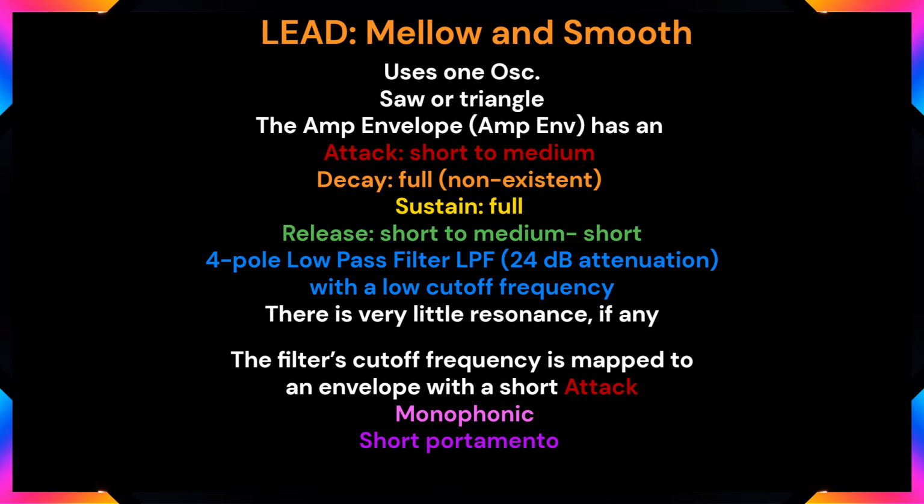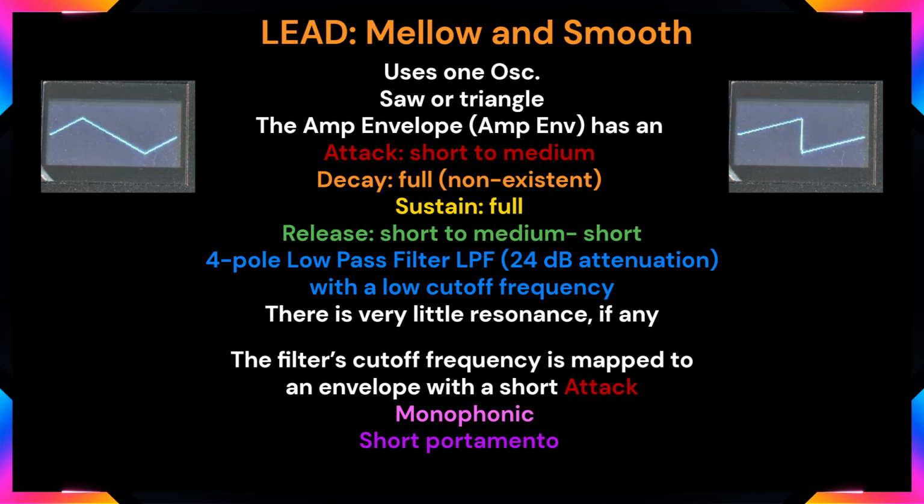To make a mellow and smooth lead, you use 1 oscillator, a saw or triangle. The amp envelope has an attack of short to medium. Decay is full. This also means non-existent. Sustain is full, and then release is short to medium short. Whenever the sustain is at full, the decay is not a step or phase in this amplitude envelope because there's no volume that we are reducing to. We are staying at full volume.